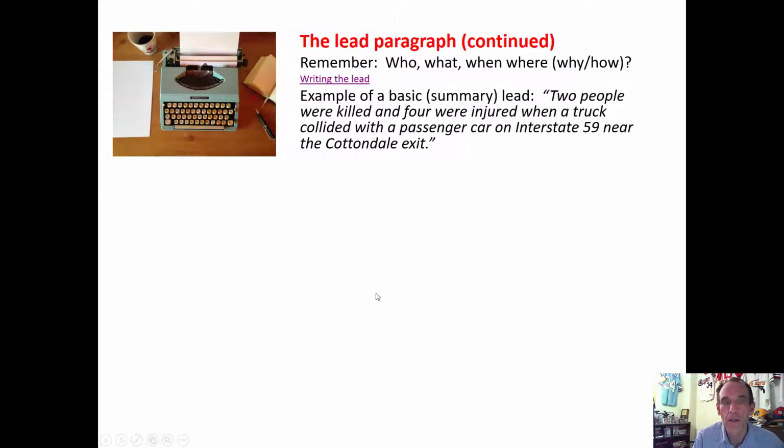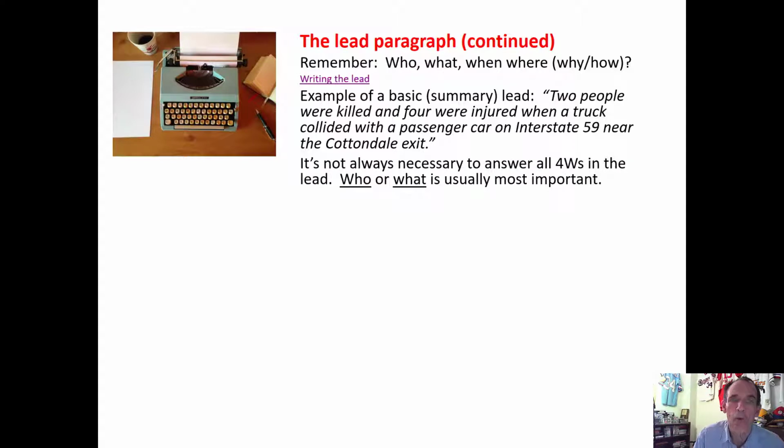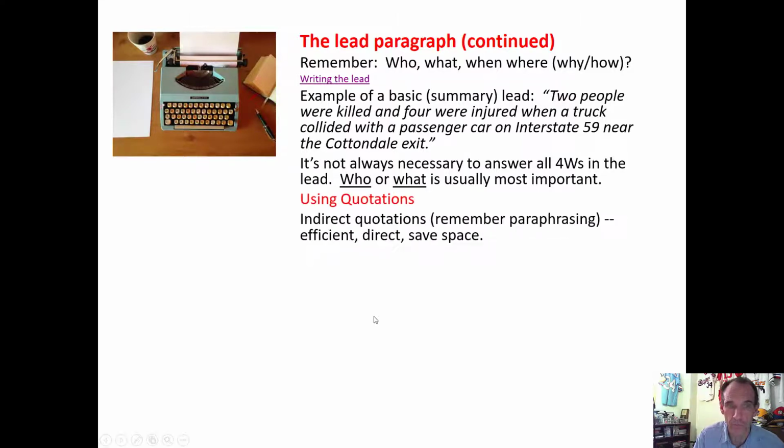Basic summary lead: 2 people were killed and 4 were injured when a truck collided with a passenger car on Interstate 59 near the Cottondale exit. So that, if we knew nothing other than just that information, we'd know quite a bit about what happened. And then the story, as we go through the inverted pyramid, will fill in more details. It's not always necessary to answer all 4 W's in the lead. As I said a moment ago, who and what are usually most important.